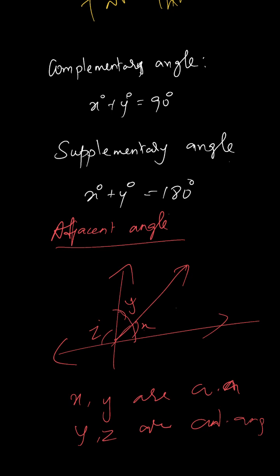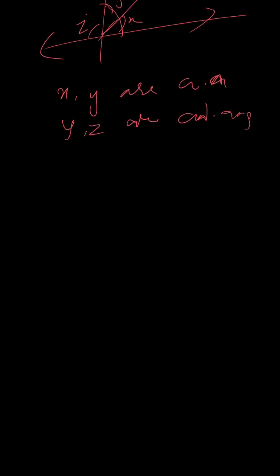These two angles are called adjacent angles. So simple. Next, linear pair. What does linear pair mean? A pair of adjacent angles on a line is called a linear pair.